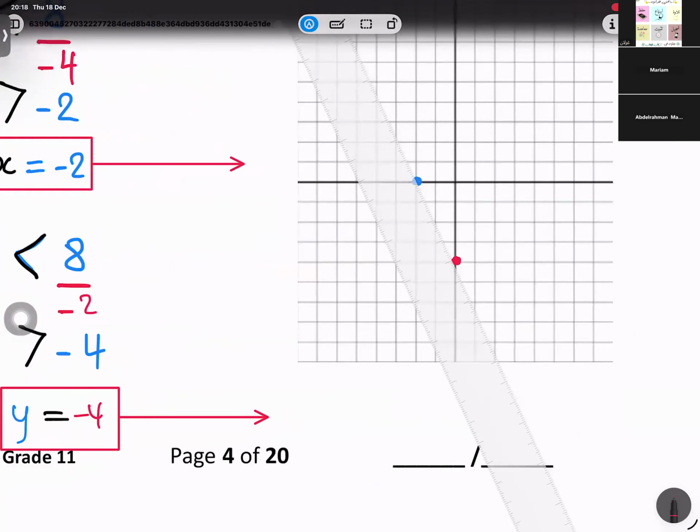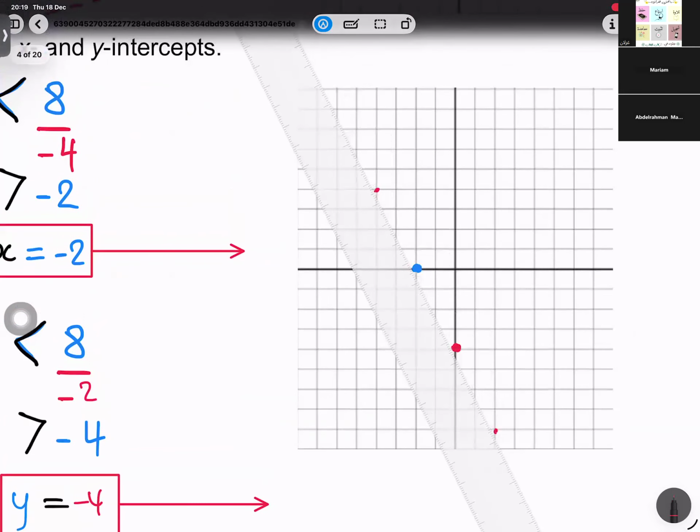And then join the lines. 1, 2, 3, 4, 2, 3, 4, two here. As many points as you can add, the more accurate it will be.